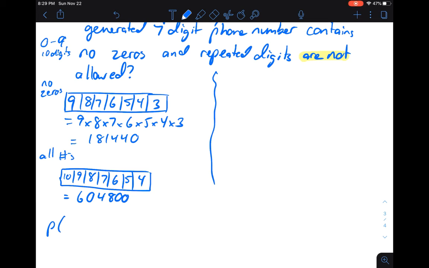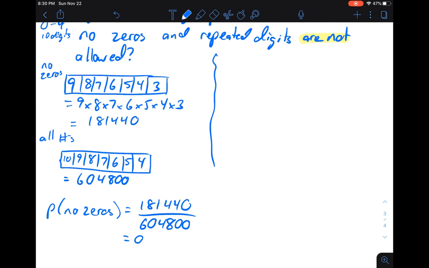So now, because it's a probability question, we have to turn this all into a fraction. So the probability of no zeros would equal 181,440 over 604,800, which gives me 0.3, and there's my answer. So that's a way of doing it using the fundamental counting principle with boxes.